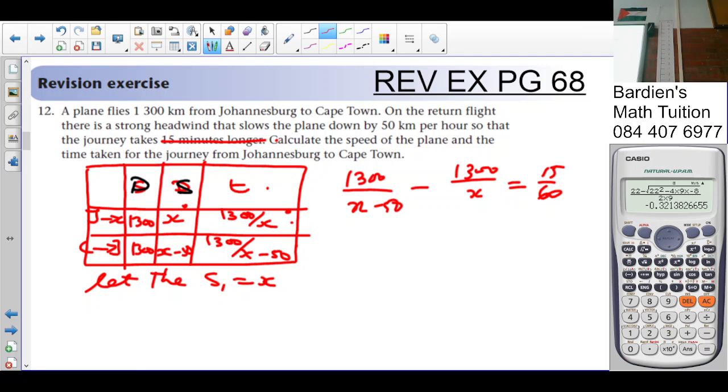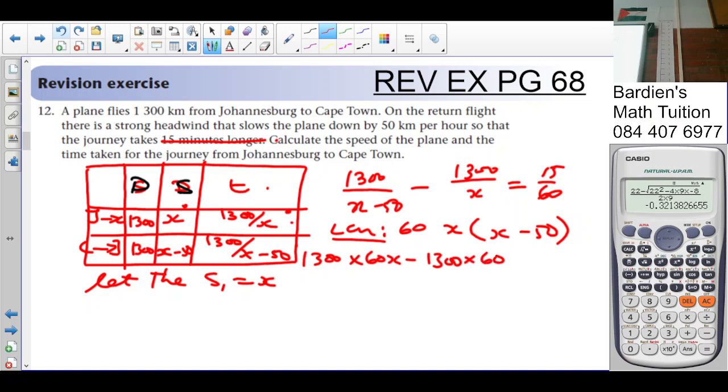So your LCM here, this I could have changed to 1 over 4. Okay? You could have changed it. So if you did not change it, it's also fine. Your LCM, of course, is going to be 60x into x minus 50, which now gives us 1300 times 60x minus 1300 times 60 into x minus 15 equals 15x into x minus 15.